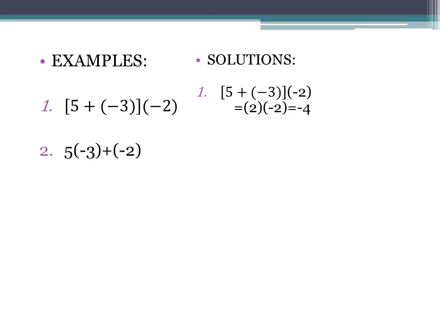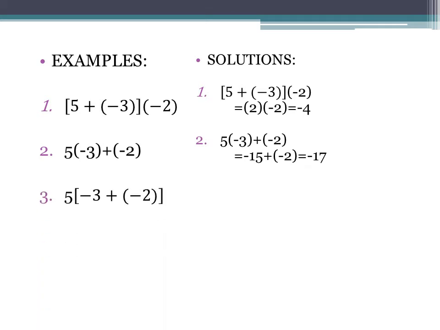For number 2, we have 5 times negative 3 plus negative 2. Here's the solution. Always remember, if you multiply positive times negative, the product is negative. So, 5 times negative 3 is equal to negative 15, then plus negative 2. Negative 15 plus negative 2, they share a common sign which is negative. So, just add, then copy their common sign. 15 plus 2 is equal to 17. They share a common sign which is negative, so the answer is negative 17.